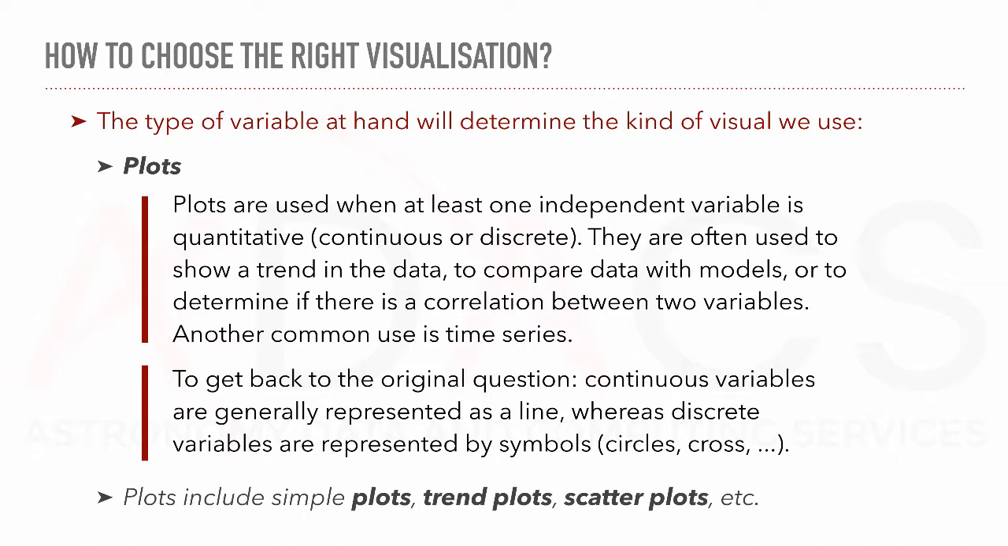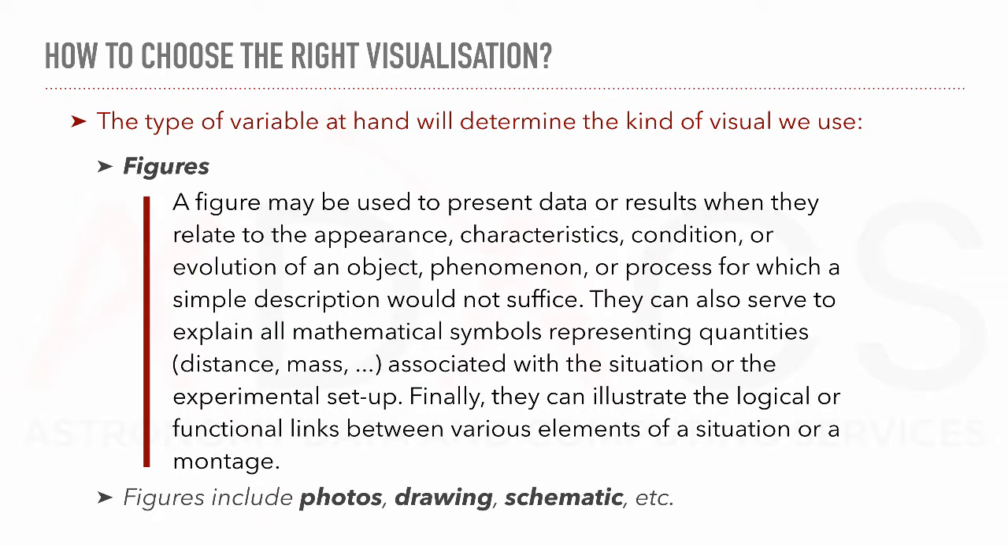To get back to the original question, continuous variables are generally represented as a line, whereas discrete variables are represented by symbols. Plots include simple plots, trend plots, scatter plots, etc. Finally, a figure may be used to present data or results when they relate to the appearance, characteristics, condition, or evolution of an object, phenomenon, or process for which a simple description would not suffice. They can also serve to explain all mathematical symbols representing quantities associated with the situation or the experimental setup. Finally, they can illustrate the logical or functional links between various elements of a situation or montage. Figures include photos, drawings, schematics, and so on.